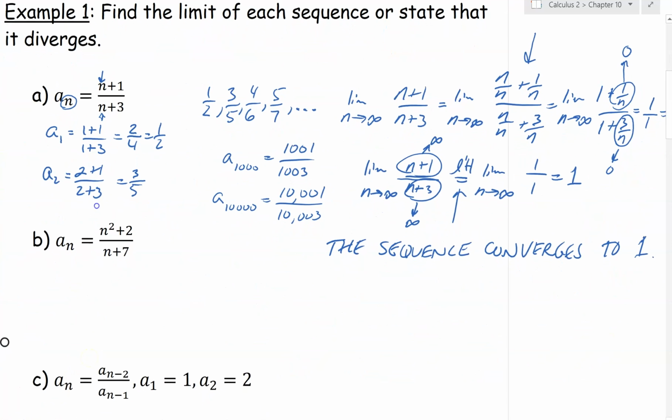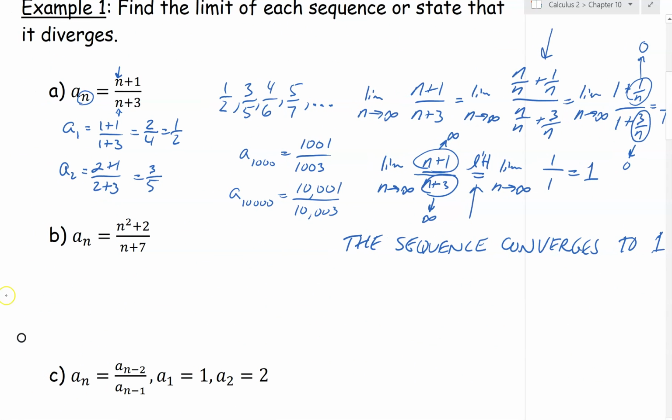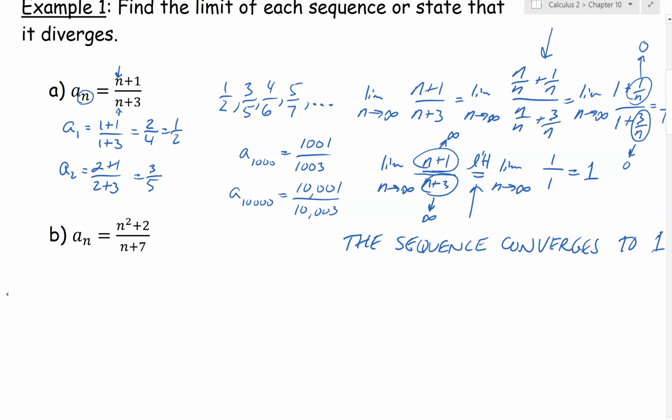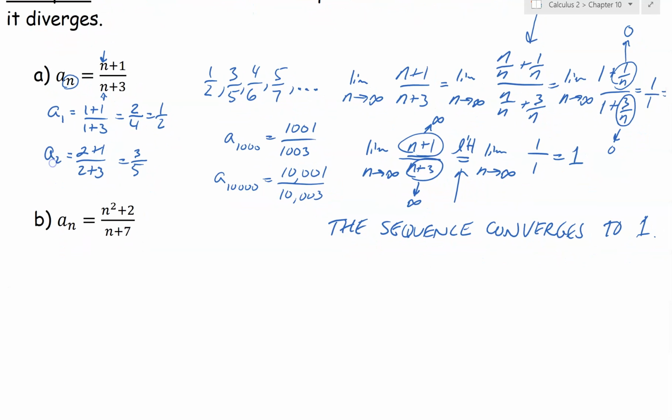Okay, now let's take a look at our second example, example B. Again, it's not required, but it's a good idea to list out a few terms so you can become acquainted with the sequence and have some idea of whether the terms are getting larger or smaller and whether they're approaching a specific number. If I plug in 1 for n, we'd get 1 squared plus 2 over 1 plus 7. So that is 3/8.